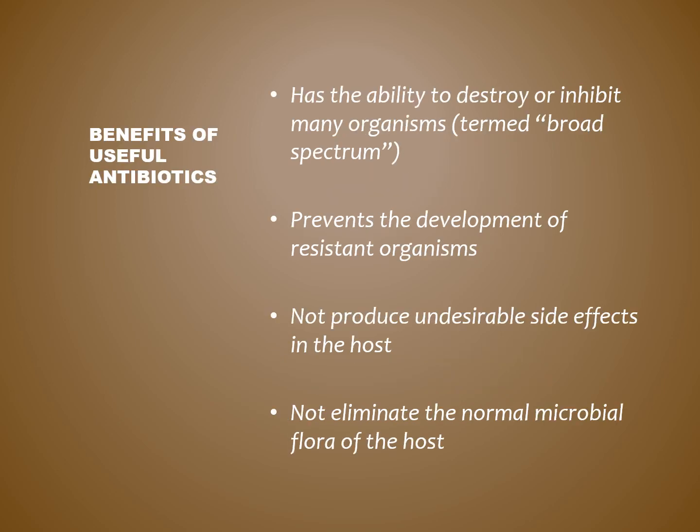A useful antibiotic has the ability to destroy or inhibit many organisms, and this is called broad spectrum. A broad spectrum antibiotic is effective against not only gram-positive organisms, but also gram-negative organisms. A useful antibiotic will also prevent the development of resistant organisms. So we think that a useful antibiotic is a drug that won't easily convert Staph aureus to MRSA or Enterococcus to VRE.